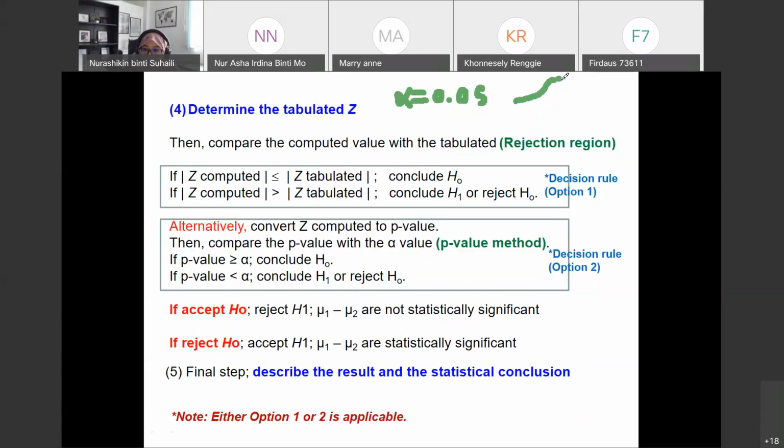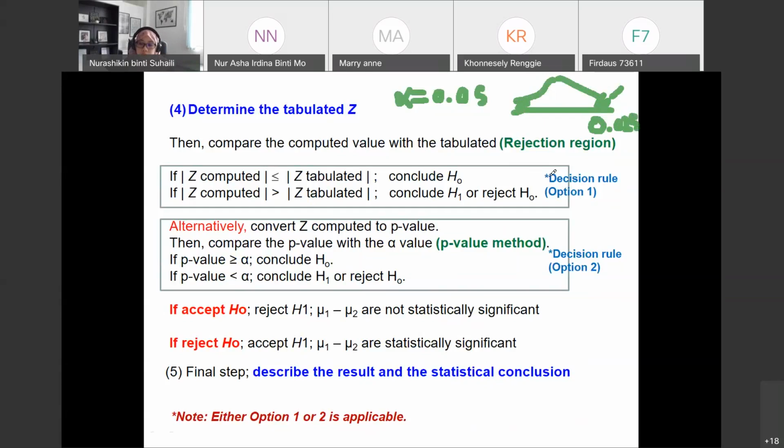But you have to consider both areas. I just want to show the tail area covered by the 0.05. So here is 0.025, yeah? Don't forget to divide it into 2.